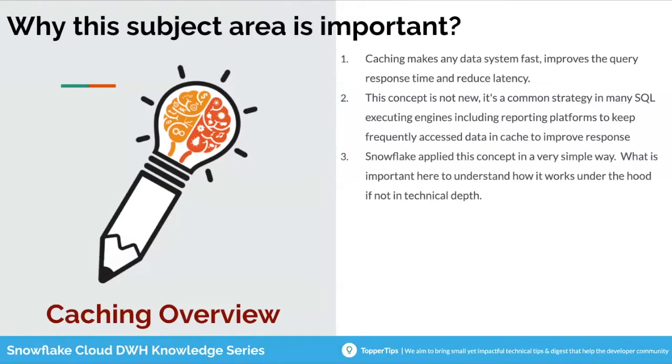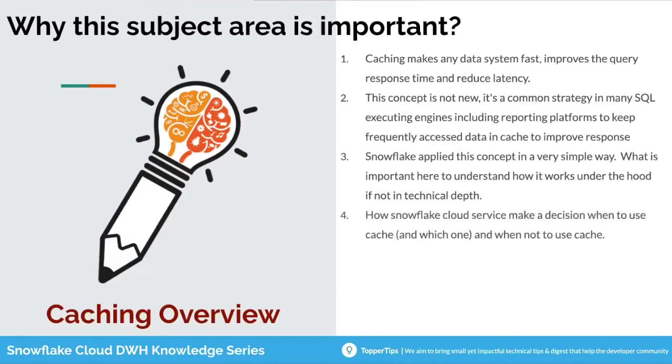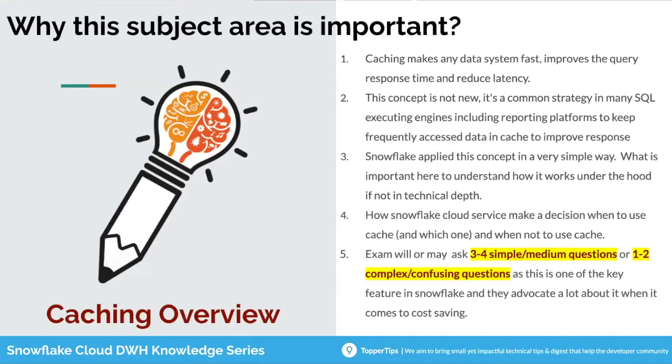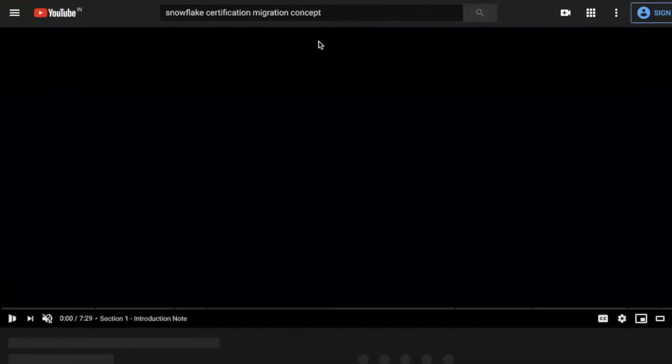What is important here is to understand how it works under the hood, not from the technical point of view, but from the conceptual point of view: how the Snowflake Cloud Service makes a decision when to use cache and when not to use cache. The exam will or may ask 3 simple or medium complexity questions or 1 or 2 complex and confusing questions, as this is one of the key features in Snowflake, and Snowflake advocates a lot about this feature in terms of cost saving.